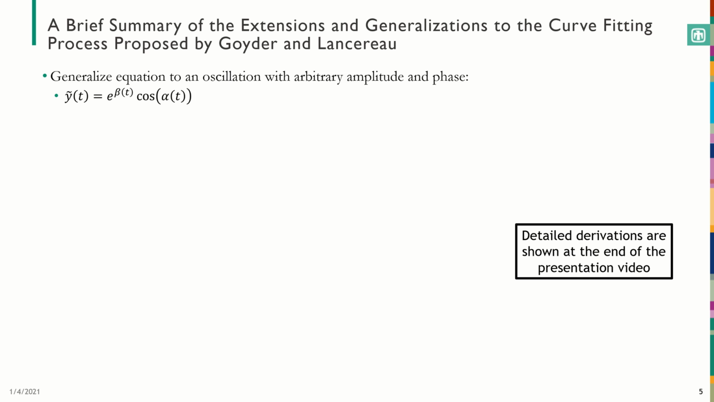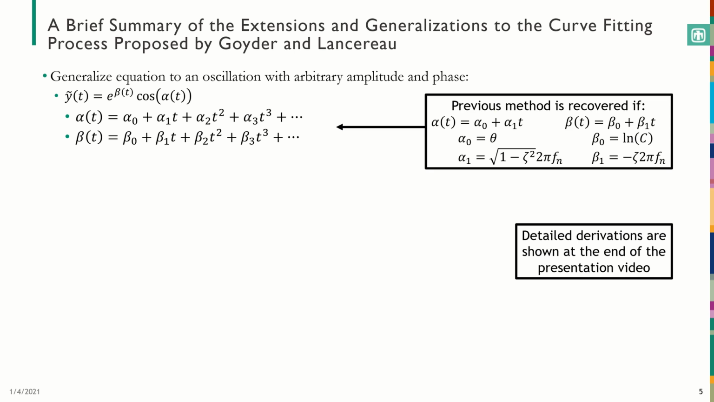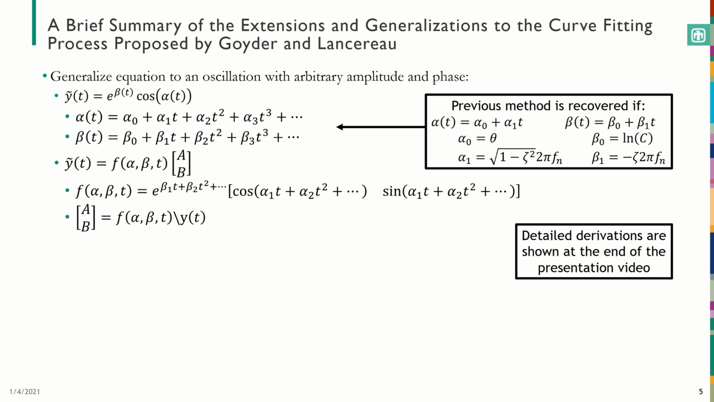So first, we'll start by making the equation for our oscillation more general, where it has beta and alpha being time-dependent terms that control the amplitude and phase. A more convenient form for alpha and beta is to just take them to be polynomials in time with arbitrary order. And here we can note that if you make them first-order linear polynomials, it reduces to what Goyder and Lancereau used, where the constant terms are the initial amplitude and phase, and the first-order coefficients are the frequency and damping.